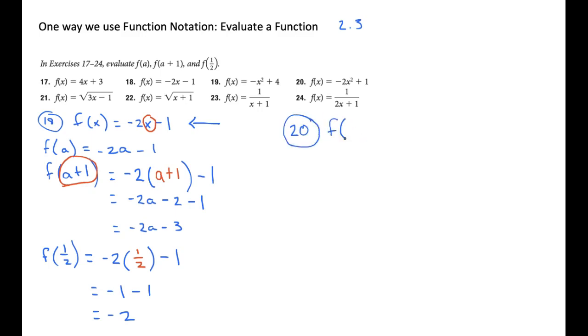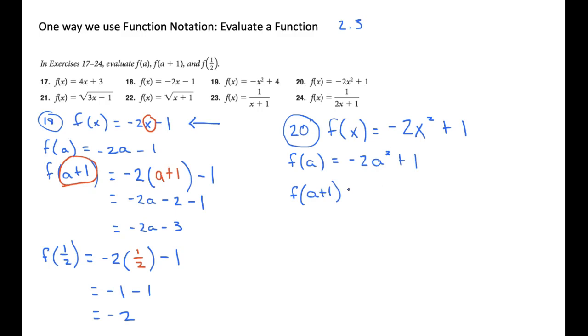So f of x equals negative 2x squared plus 1. So the first thing we're supposed to do is f of a. And we are going to just replace every x with an a, so we get negative 2a squared plus 1. Notice I didn't even use parentheses there because it's just one-to-one replacement, replacing every x with an a. All right, so the next one I am going to use parentheses. You'll see that it's important. It won't work if you don't do parentheses.